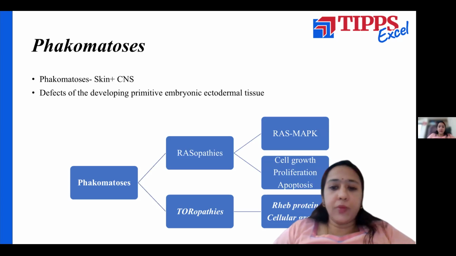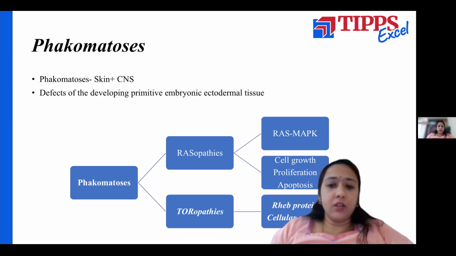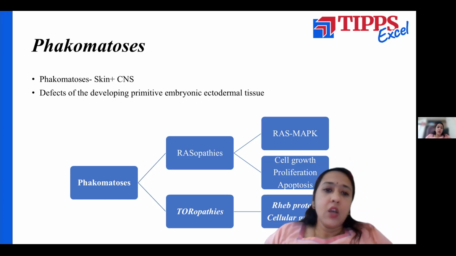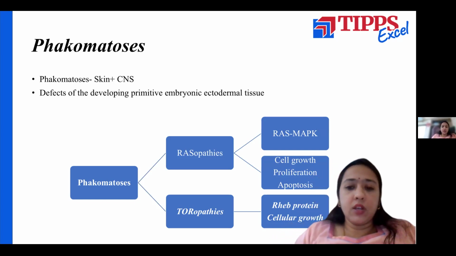So now moving on to the topic. Initially, I would like to explain a concept called phacomatosis. So what is basically phacomatosis? Phacomatoses are conditions that involve both the skin as well as the central nervous system. Basically, they arise because of some defects of the developing primitive embryonic ectodermal tissue.